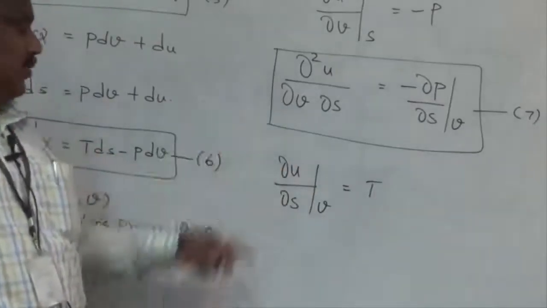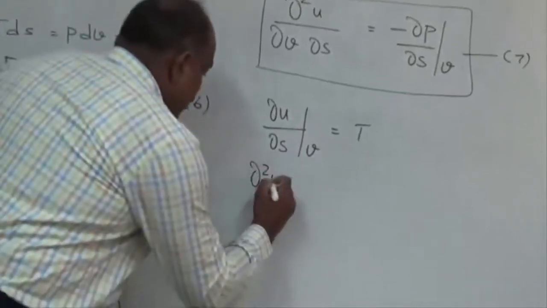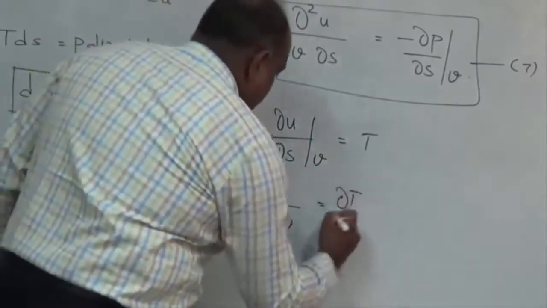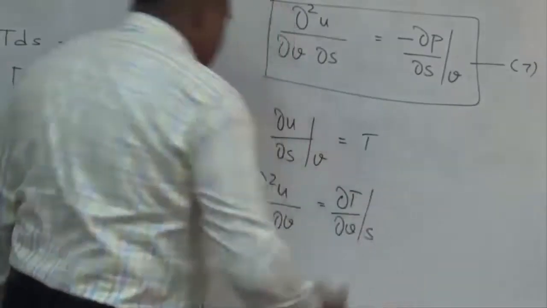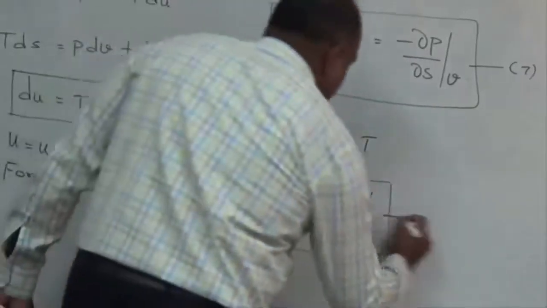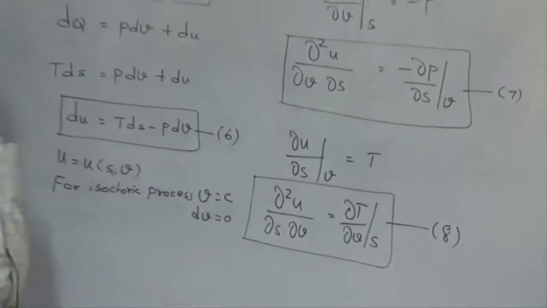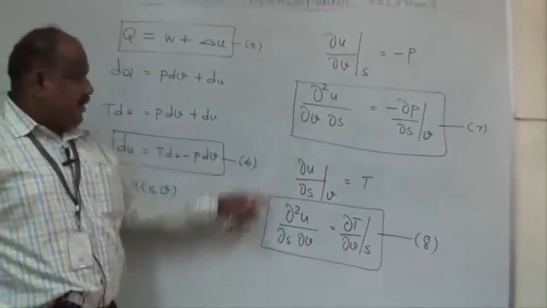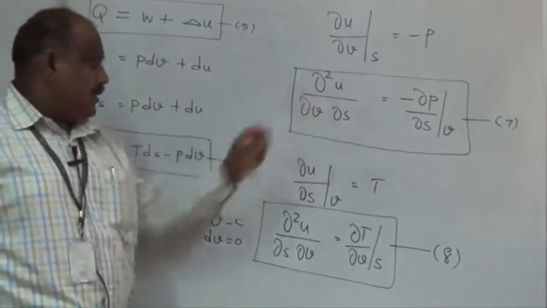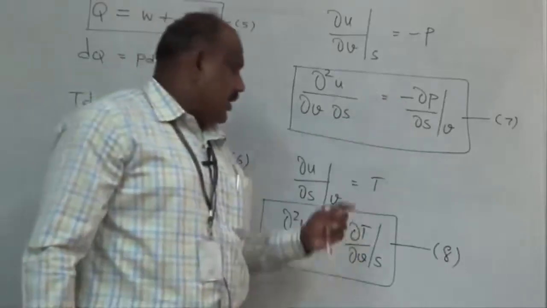The next step is to differentiate once again this derivative with respect to volume. So I will end up with ∂²U/∂S∂V equal to ∂T/∂V at constant entropy. You make this as equation number 8. From 7 and 8, you can see that the left hand sides are equal. ∂²U/∂V∂S will be equal to ∂²U/∂S∂V, because both are the same. So the right hand side should also be equal.